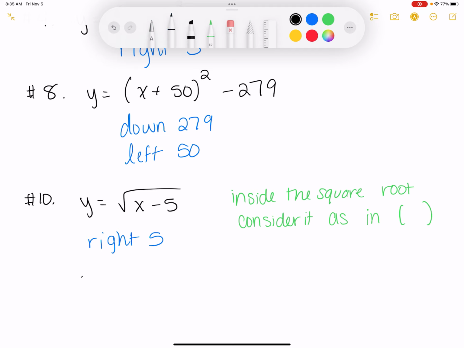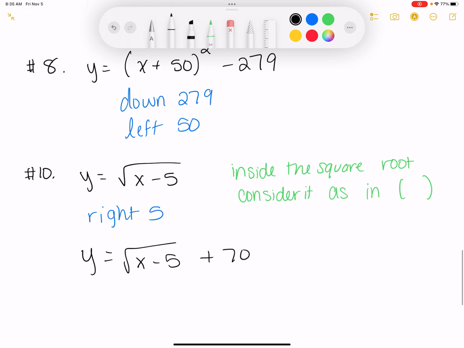Okay, so if I gave you something like under the square root x minus 5 and then outside plus 70, what would that one be doing? You'd be going up 70, right 5. Yep, up 70 and right 5.